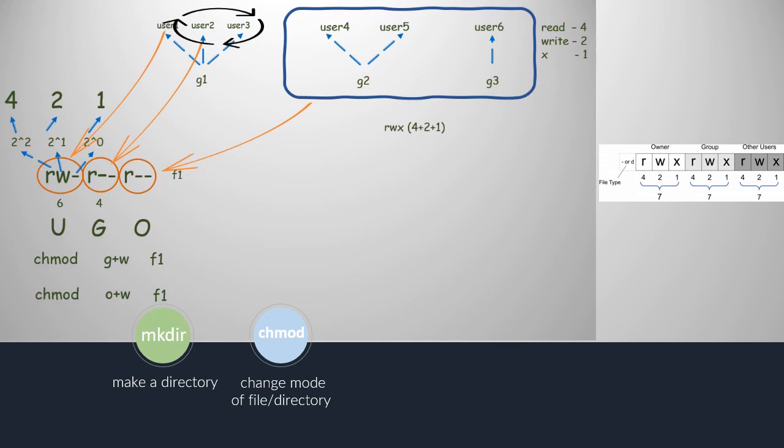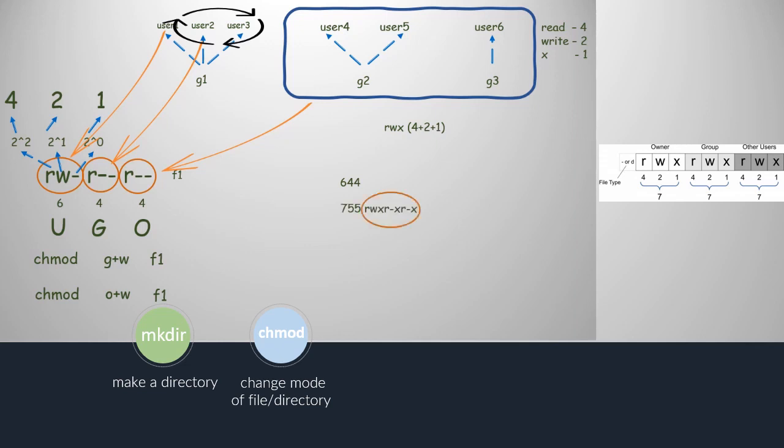Then for the group members, only read permissions, but no write, no execute. So that will be 4 plus 0 plus 0, that will be 4. Then for the others on file F1, only read, but no write and no execute. Again, it will be 4 plus 0 plus 0, which is 4 again. So you can say 644. Just by using these 3 digits, you can represent all the permissions of all the users on a given file or directory.